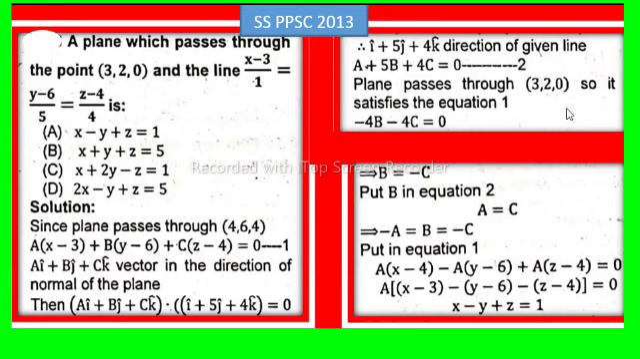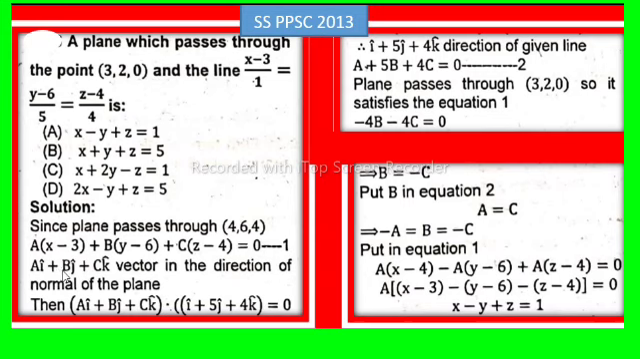In this lecture, I will solve Pakistan Public Service Commission 2013 MCQ, that is: a plane passes through the point (3, 2, 0) and the line (x minus 3)/1 = (y minus 6)/5 = (z minus 4)/4. Solution. Since the plane passes through (3, 6, 4), it means a(x minus 3) + b(y minus 6) + c(z minus 4) = 0. That is equation number 1.